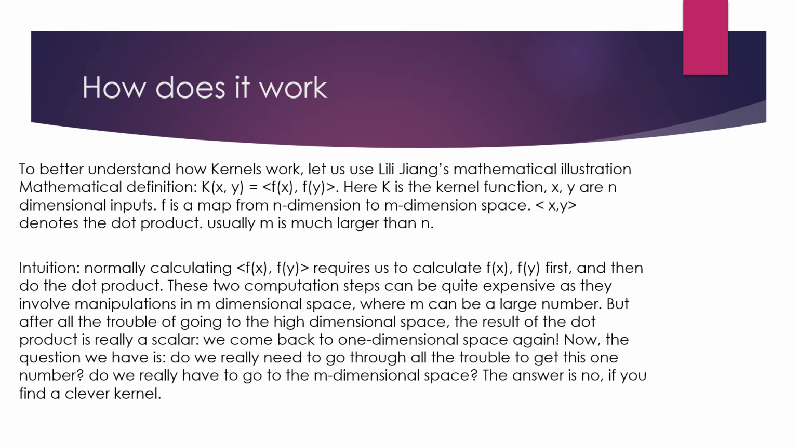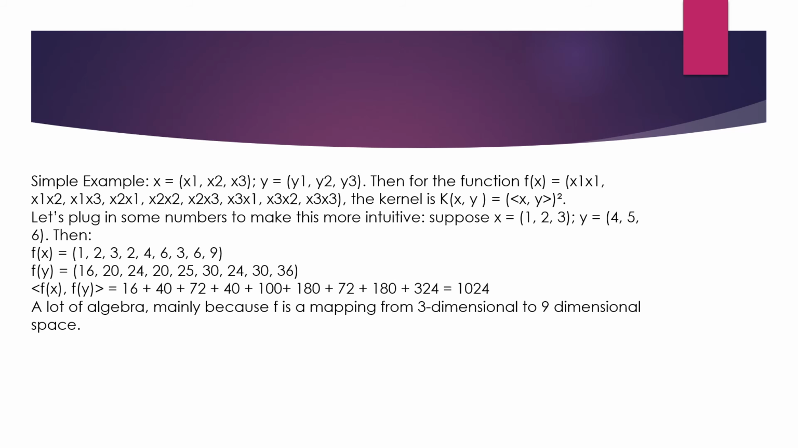Normally, calculating <f(x), f(y)> requires us to calculate f(x) and f(y) first and then do the dot product. These two computation steps can be quite expensive, as they involve manipulation in m-dimensional space, where m can be a large number. But after all the trouble of going to the high-dimensional space, the result of the dot product is really a scalar. We come back to one-dimensional space again. Now the question we have: do we really need to go through all this trouble to get this one number? Do we really need m-dimensional space? Answer: no, if you know a clever kernel.